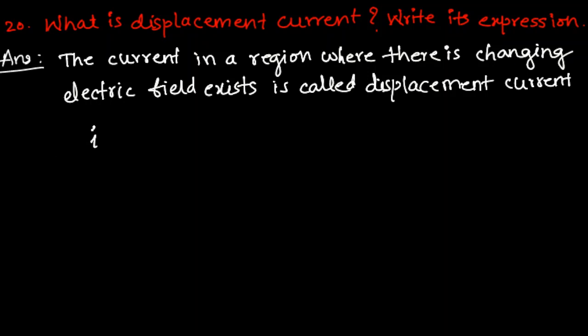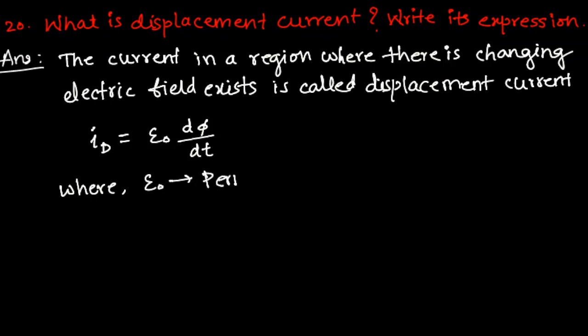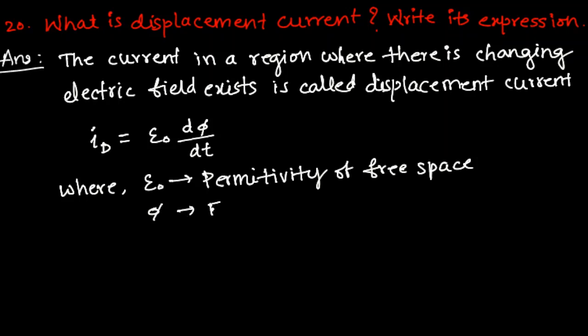And the expression for displacement current is I_D equals epsilon naught d phi by dt, where phi is electric flux and epsilon naught is permittivity of free space.